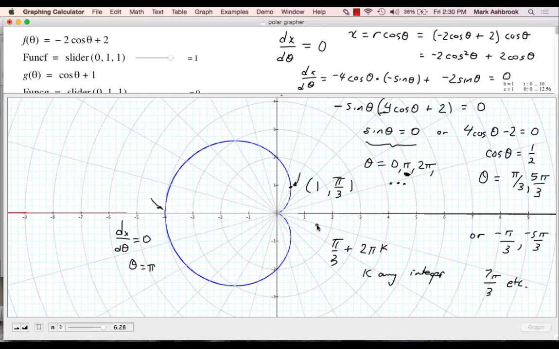Okay, so what if you wanted to find the equation of a tangent line? So let's do this. What about the equation of the tangent line at 5 pi over 6?